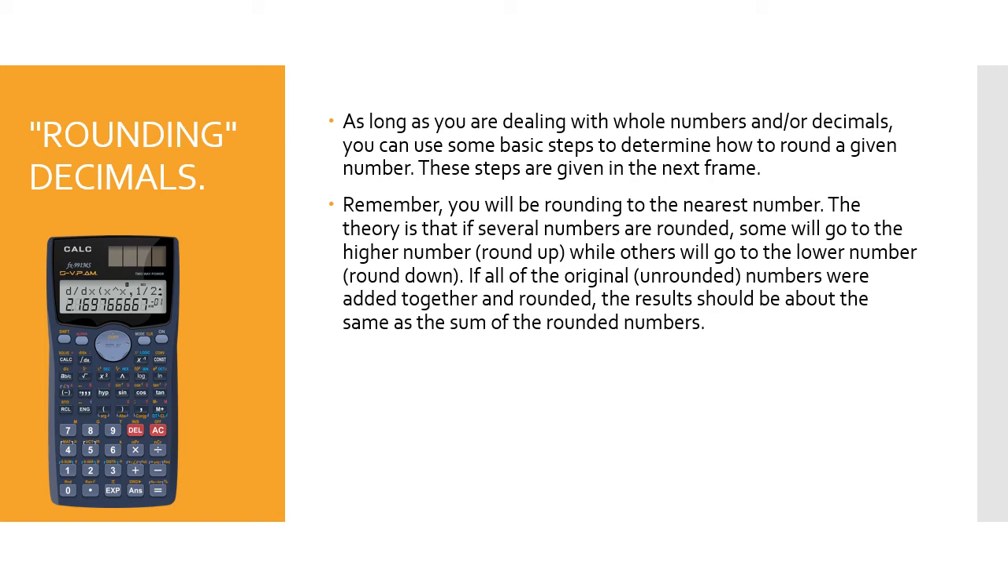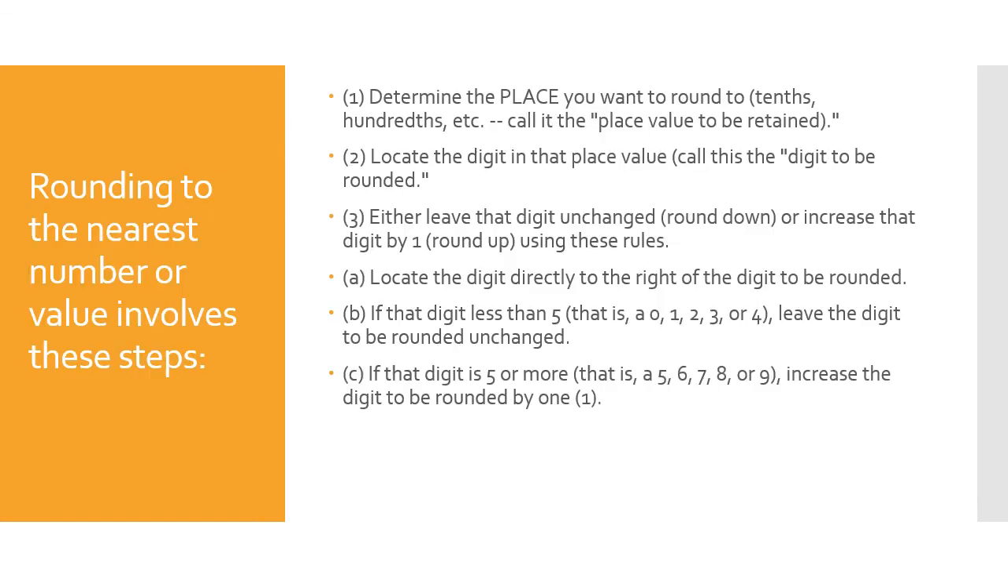The theory is that if several numbers are rounded, some will go to the higher number, while some will go to the lower number, rounding down. If all the original unrounded numbers were added together and rounded, the result should be about the same as the sum of the rounded numbers. I poached this from a military manual, but basically what it's saying is the law of averages is going to work out, so you round some numbers up, some numbers down, and it's all going to come out in the wash. I know there's a mathematician somewhere probably just screaming at my engineer slash weld inspector version of math, but that's my take on it.